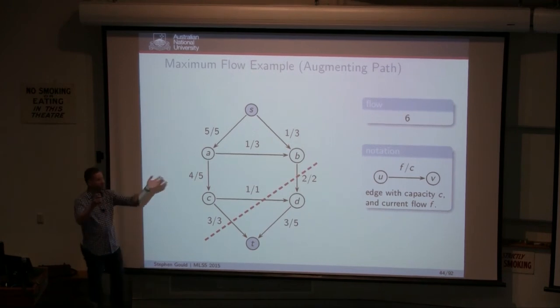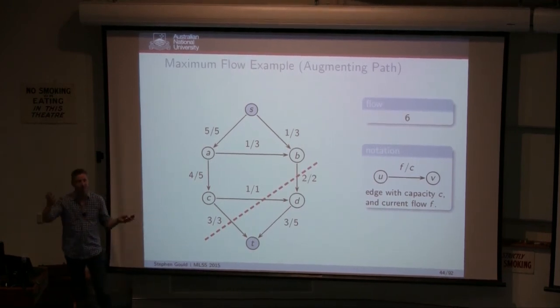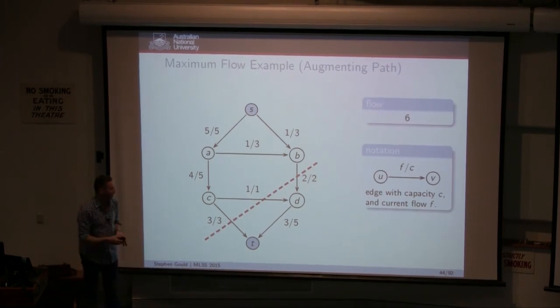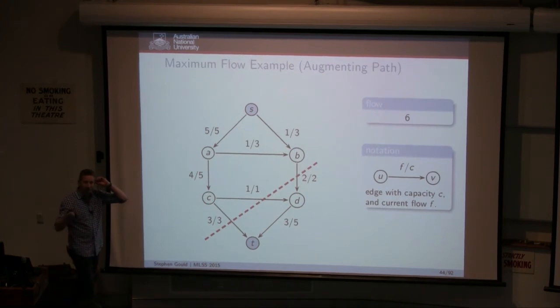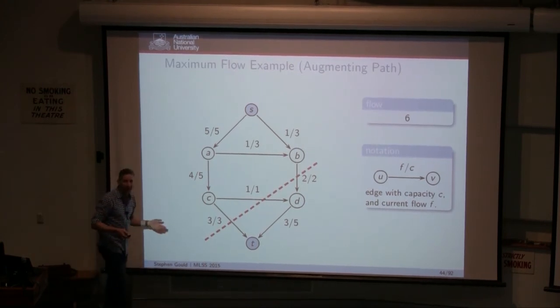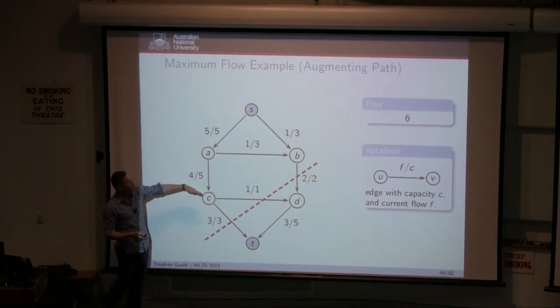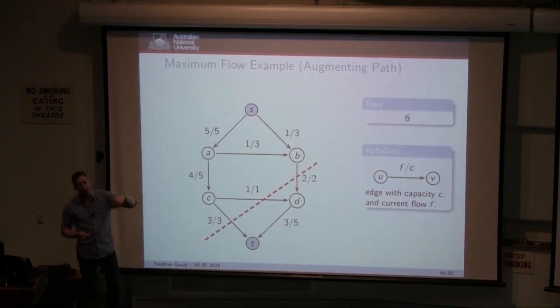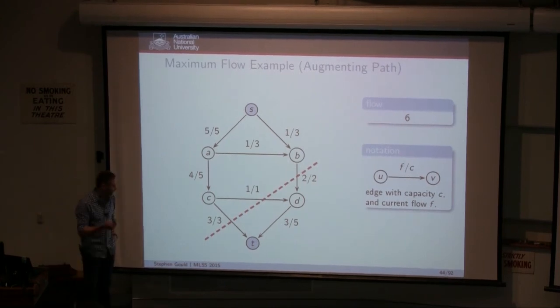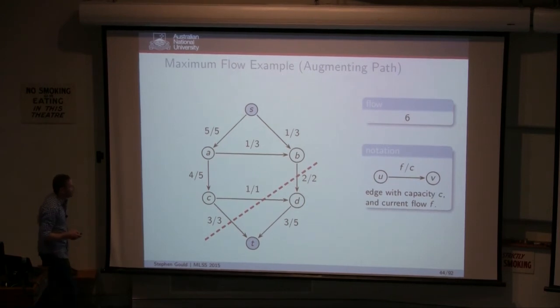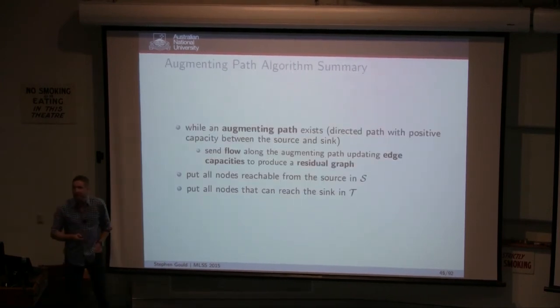Okay, so the question was, why am I talking about flow, which is a number, and cuts, which are sets of edges? When I talk about a cut, I'm talking about the cost of that cut, right? And so the maximum flow is equal to the cost of the minimum cut, okay, or the minimum cost cut. Okay.